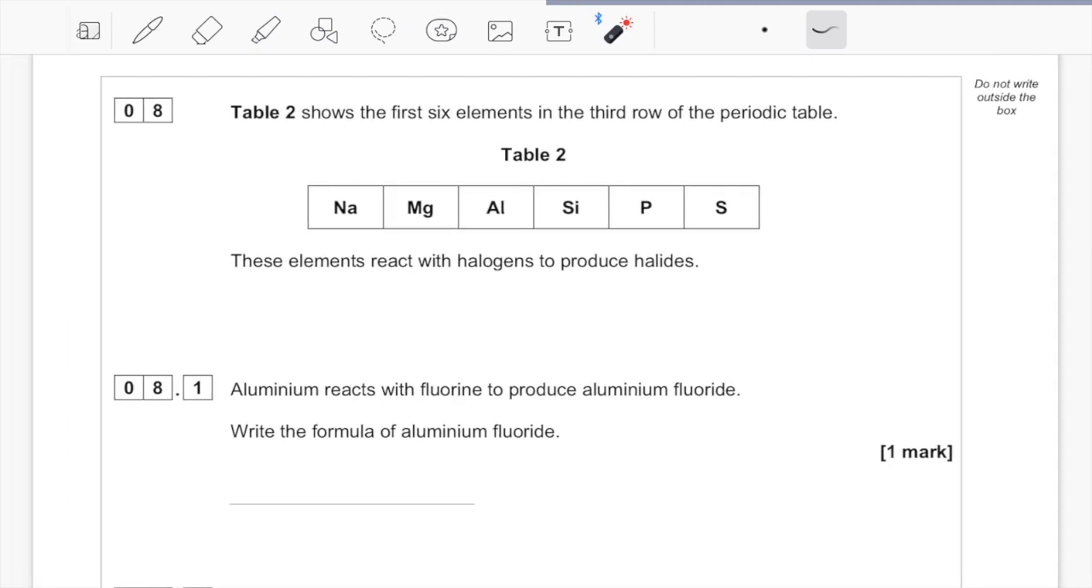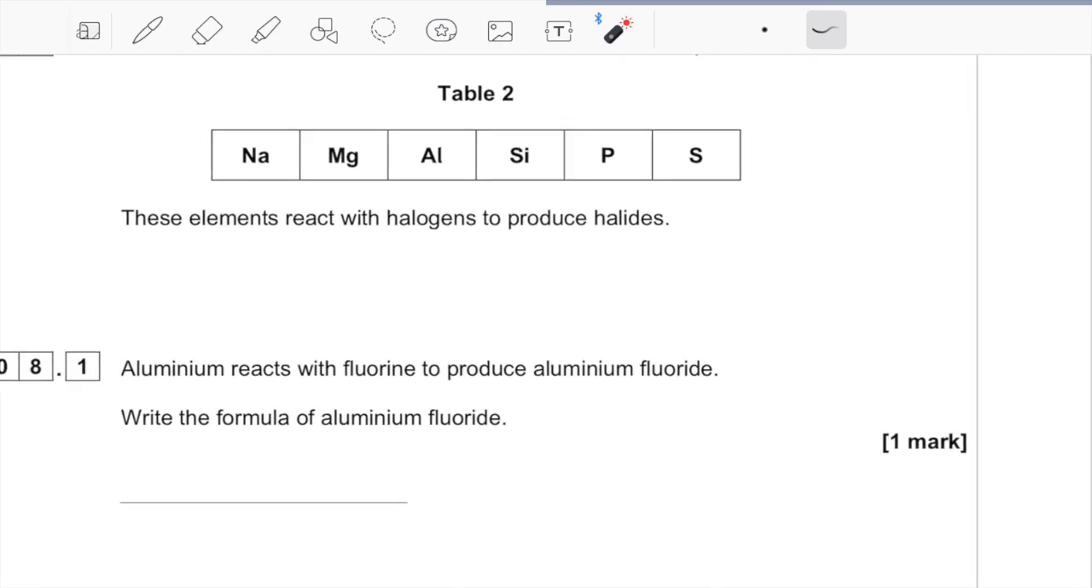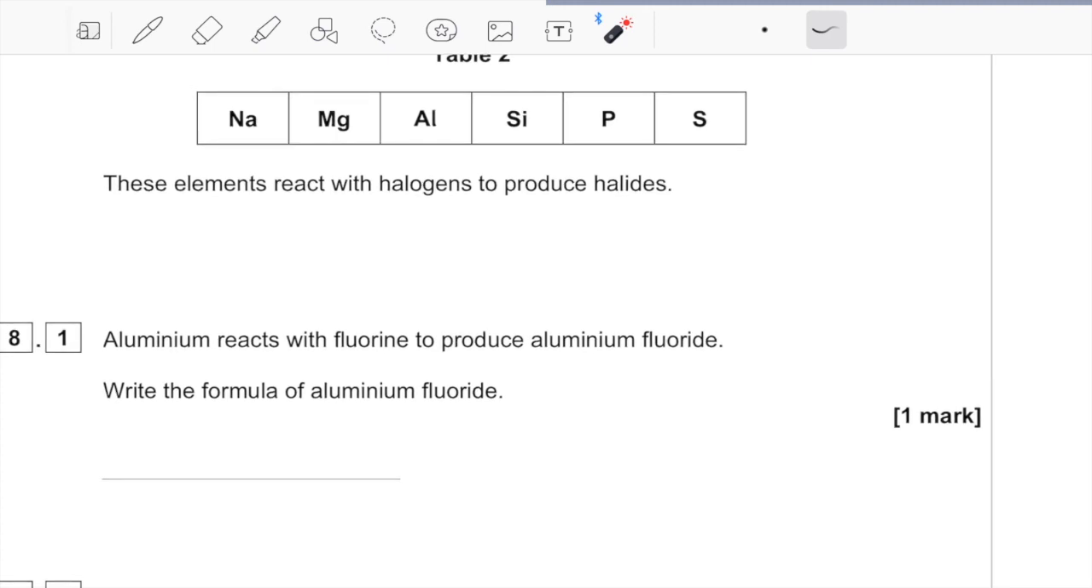All right, table 2 shows the first 6 elements in the third row of the periodic table. So it's given us that. These elements react with halogens to produce halides. Aluminium reacts with fluorine to produce aluminium fluoride. Write the formula of aluminium fluoride. So this is about using your periodic table.